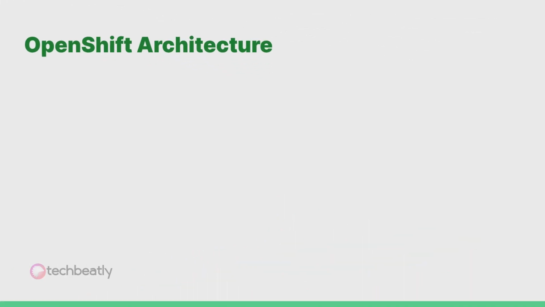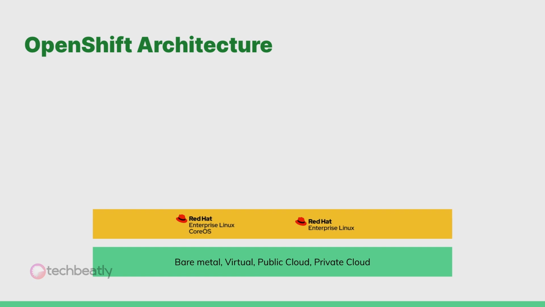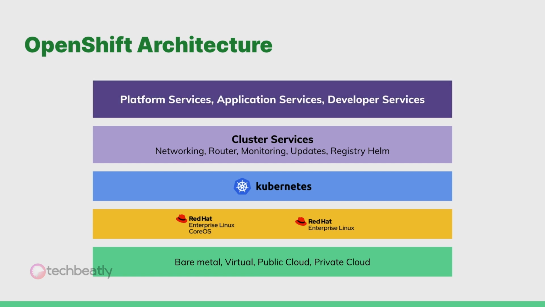OpenShift high-level architecture is simple. You have your infrastructure on bare metal, private cloud, public cloud, or any supported platform. Then the base operating system like RHCOS or RHEL. On top of that, you have the Kubernetes and then the cluster components and other application platform services.